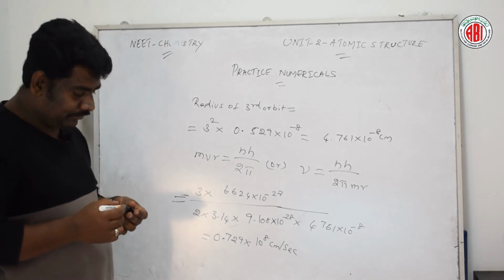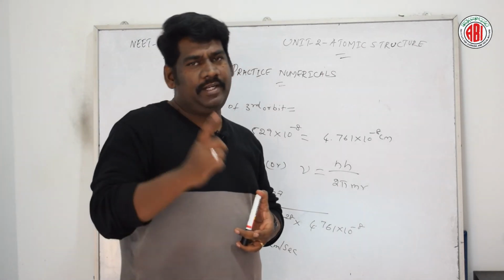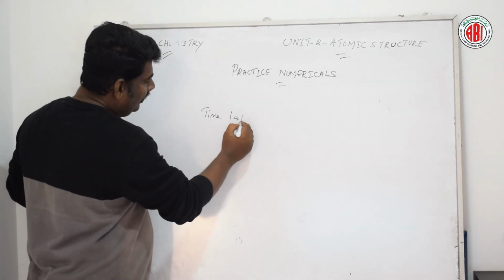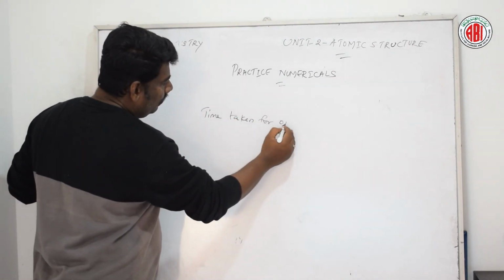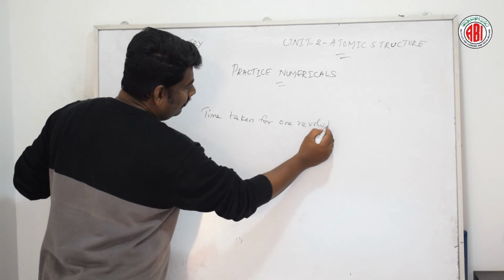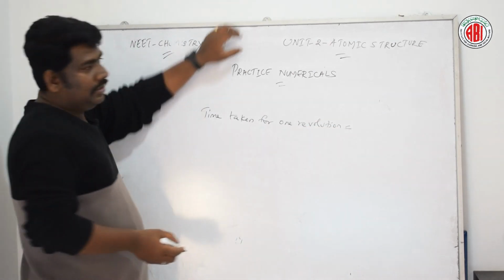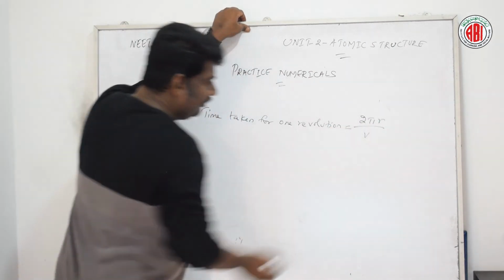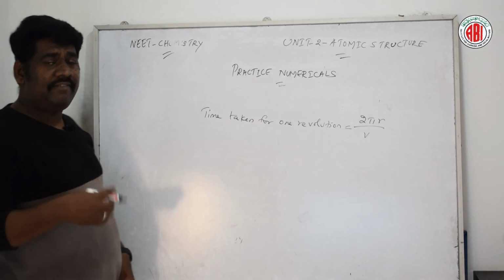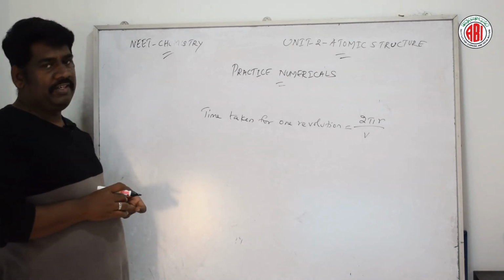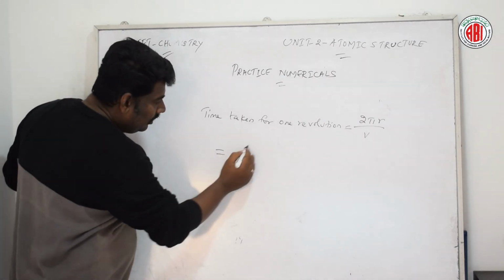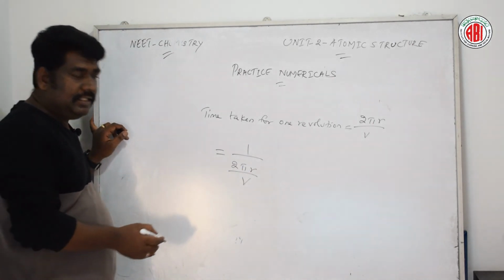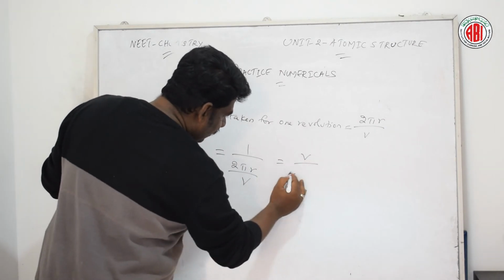Now time taken for one revolution, we have the formula 2 pi r by v. Number of revolutions per second is 1 by 2 pi r by v, that is equal to v by 2 pi r.